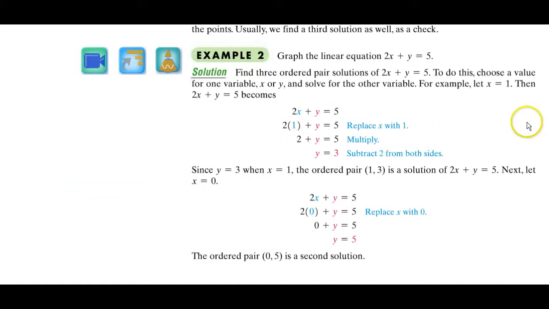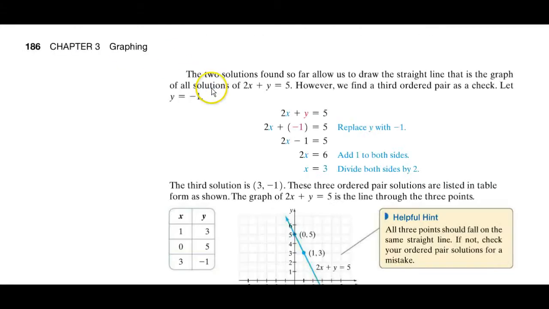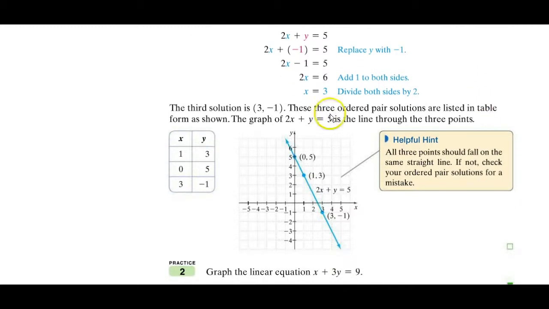Okay. Well, let's see what they're showing us. So they're saying get some points. And then once you make your little T-chart, and they're using 1, they're not using a negative 1 in this. Again, you can use any points. There is your particular graph. All 3 points should fall on the same straight line. If not, check your ordered pair solution for a mistake, the one that is not on the line. Chances are you might have messed up with a sign.